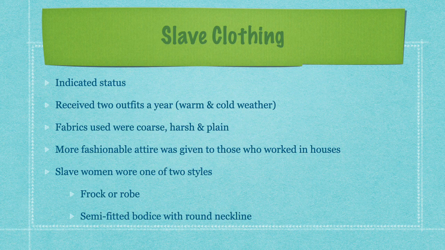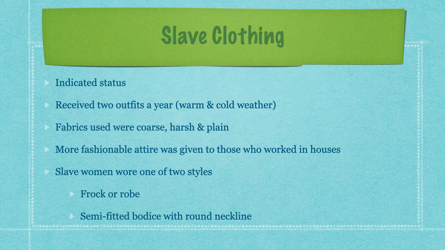So the dress of slave women had two different types. One consisted of a frock or a robe with a simple sleeveless and collarless bodice that joined to the skirt. The other type had a semi-fitted bodice with a round neckline, which was sometimes attached to a collar. It also had long, loose sleeves and a gathered skirt.